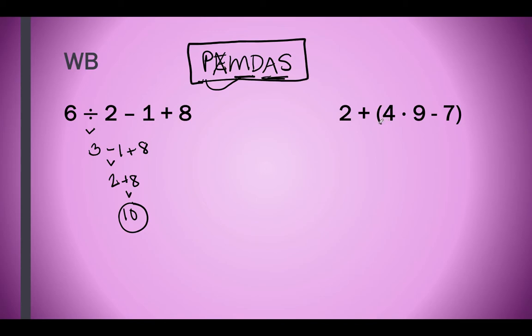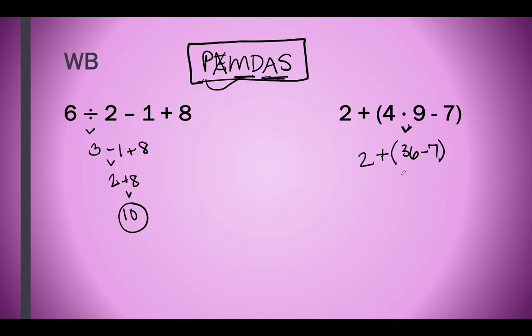In our second example, we do have parentheses, so we're going to take a look at the parentheses first. We have 4 times 9 minus 7. In the parentheses, we're going to do our multiplication first, so that's 36. Now, since we still have an operation in the parentheses, we're going to keep the parentheses there. So we're not done with them. So we're going to keep the parentheses around the 9 times 4, which is 36, minus 7.